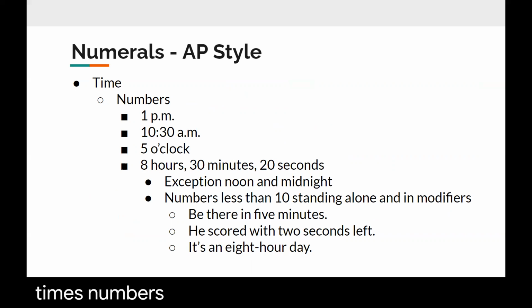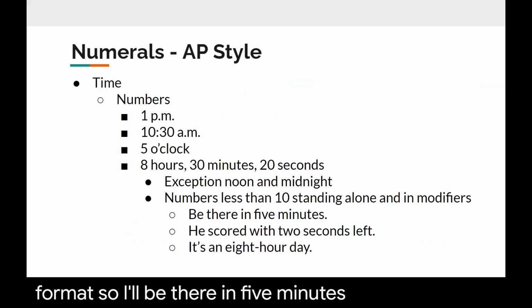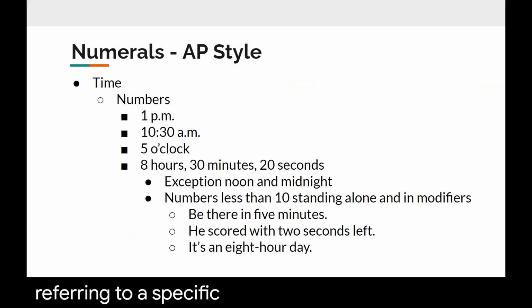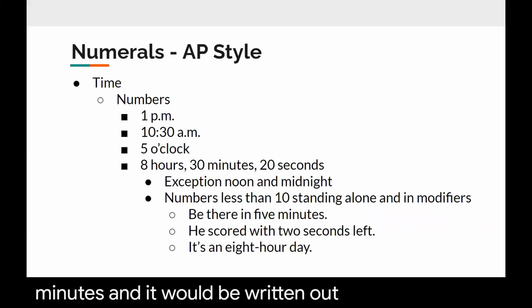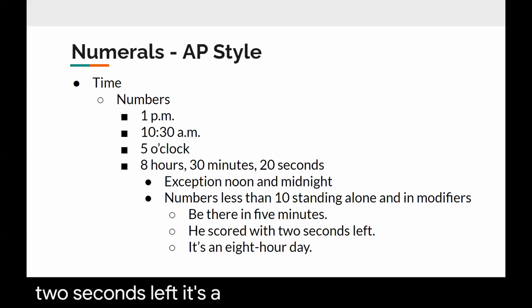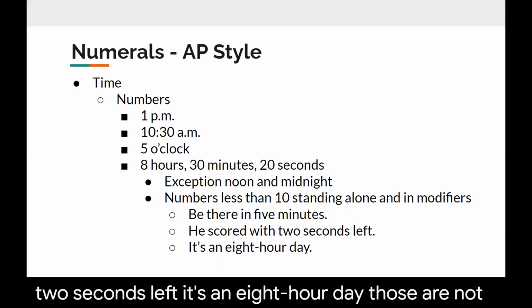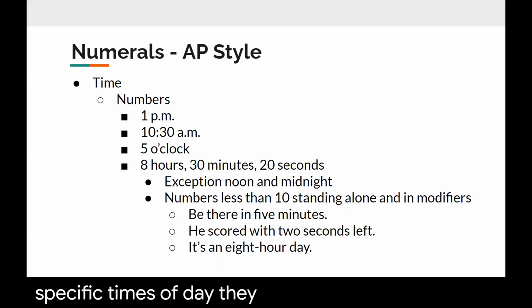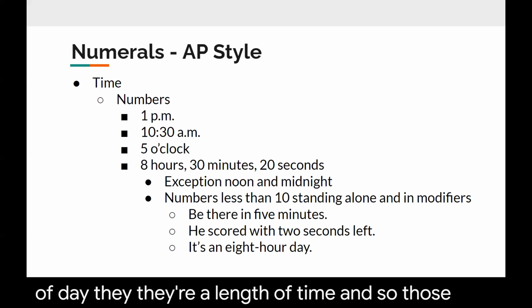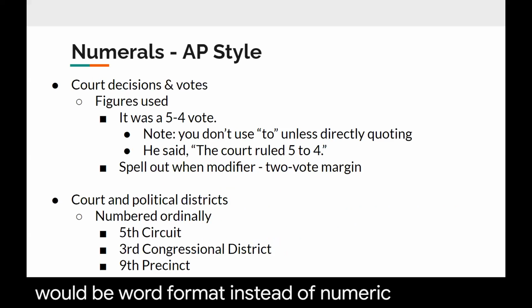Numbers less than 10 that stand alone or in modifiers also need to be written out in word format. So I'll be there in five minutes. Here we're not referring to a specific time, and so therefore the number is standing alone, modifying the number of minutes, and it would be written out. He scored with two seconds left. It's an eight-hour day. Those are not specific times of day. They are a length of time. And so those would be word format instead of numeric.